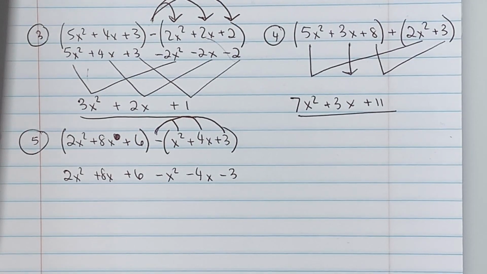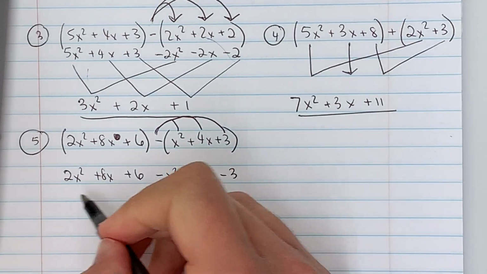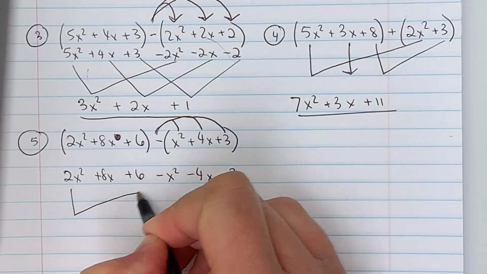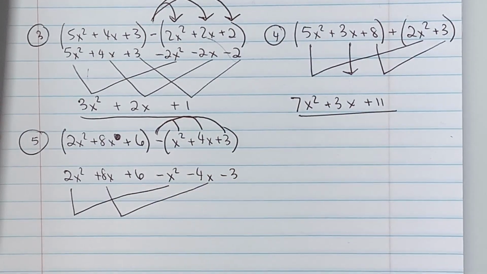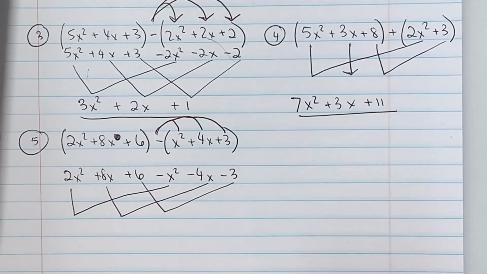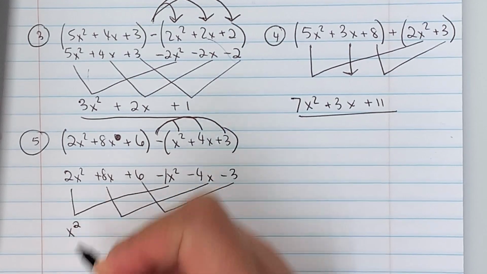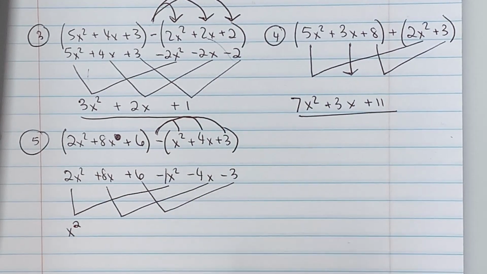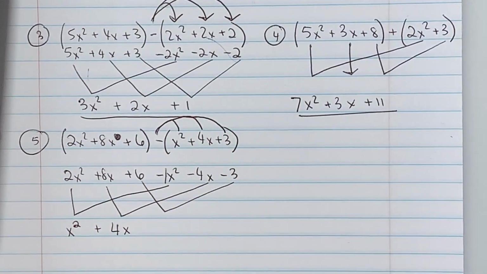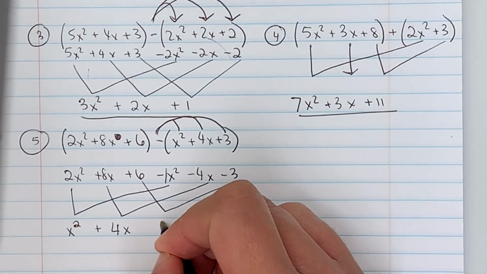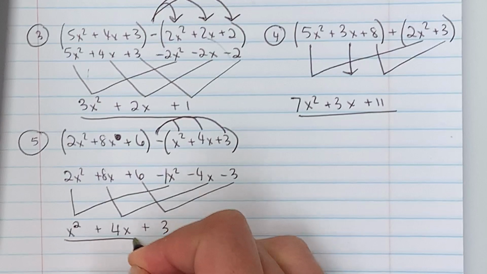And then combine our like terms. So I've got 2x squared, a negative x squared. We've got an 8x and a negative 4x. We've got a 6 and a negative 3. Well, 2 minus, remember there's an invisible 1 right there, right? So 2 minus 1 is just going to give me 1x squared, or just a plain x squared. 8x minus 4x, 8 minus 4 is 4. Bring down your positive sign and your x. And then 6 minus 3 is 3. Bring down that plus sign. There we go.